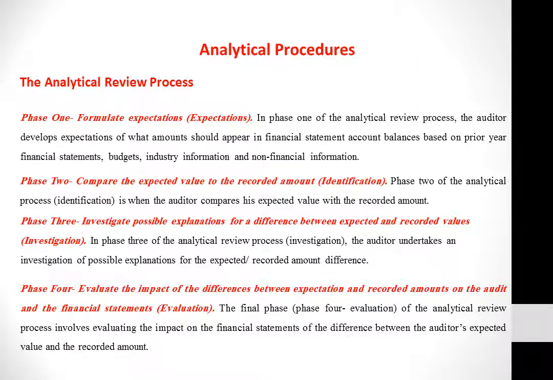The third phase, we call investigation. This means in this third stage, he has to investigate possible explanations for the difference between expected and recorded amount. Okay. In phase 4, he has to evaluate the impact, and this phase we call evaluation. You have to evaluate the impact of the differences between what's expected and what is recorded in the financial statements. Are these differences making material misstatements, meaning fraud, error, something like this?